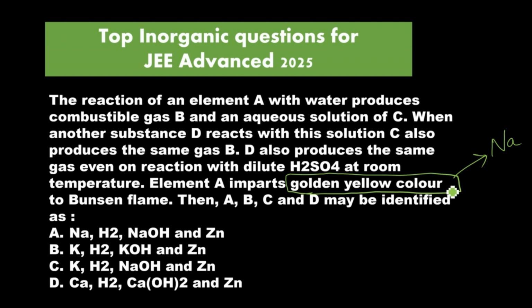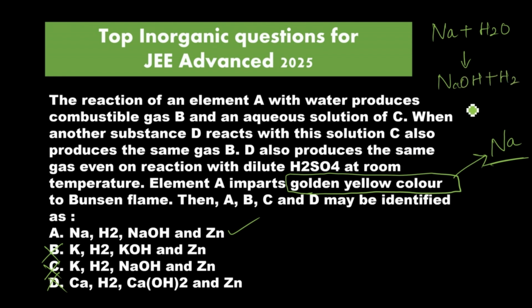So the clue point is always given, sometimes they will give you in colors of the Bunsen flame. So by knowing that, you can omit the other three options very easily. Only we are left with the first one, right? Sodium, H2 and NaOH. Let's check with the reactions as well. So sodium, it's reacting with water to produce the combustible gas B. So let me write the reaction. Sodium with H2O, it is giving NaOH plus H2, isn't it? That is NaOH is C and H2 is B.